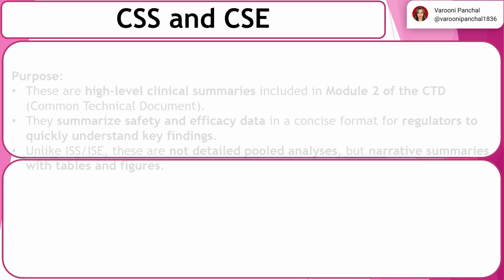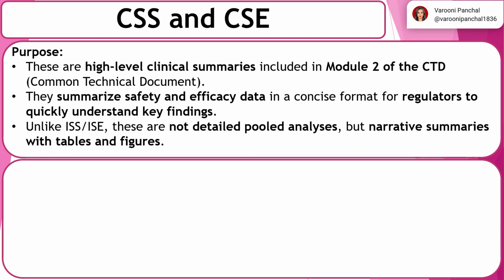CSS and CSE. Now, the purpose of these terminologies is high-level clinical summaries, which are included in Module 2 of the CTD, which is the Common Technical Document. They summarize the safety and efficacy data in a concise format for regulators to quickly understand key findings. So, there will be a specific format that you need to follow for submission. Unlike ISS and ISE, these are not detailed pooled analyses, but they are narrative summaries with tables and figures.